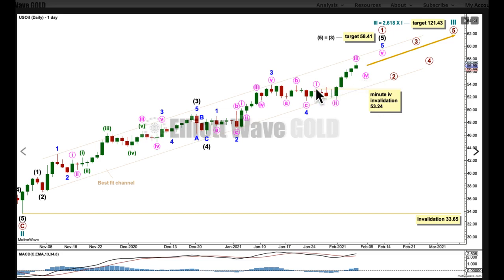For the short term, if we see a new low below 53.24, it can't be minute 4, because minute 4 may not move into minute wave 1 price territory below this price point. And so prior to new highs and prior to the structure completing, if we see a new low below this point, that would also be a strong indication of a trend change. If that happens prior to the structure completing, then I would have to label primary wave 1 over at this high.